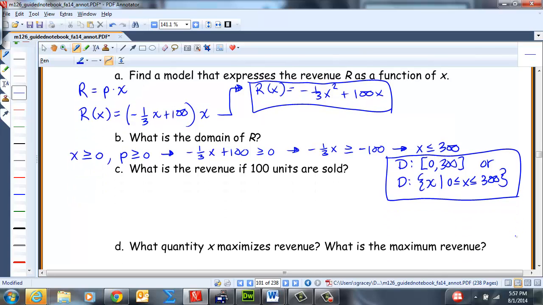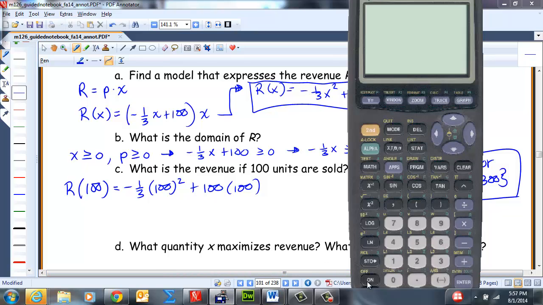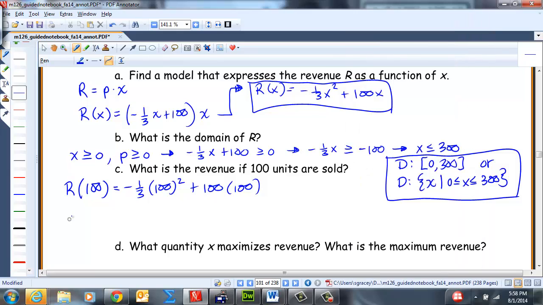So now, what is the revenue if 100 units are sold? So our revenue function was given above. So revenue at 100 will be equal to negative 1/3 times 100 squared plus 100 times 100. So if we break out our graphing calculator, negative 1/3 times 100 squared plus 100 times 100, we will get a revenue of $6,666.67 when 100 items are sold.